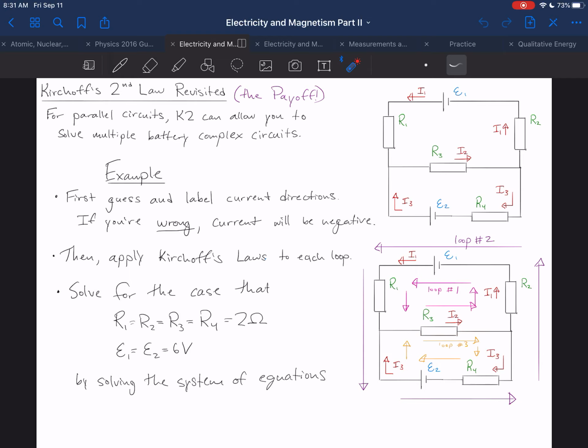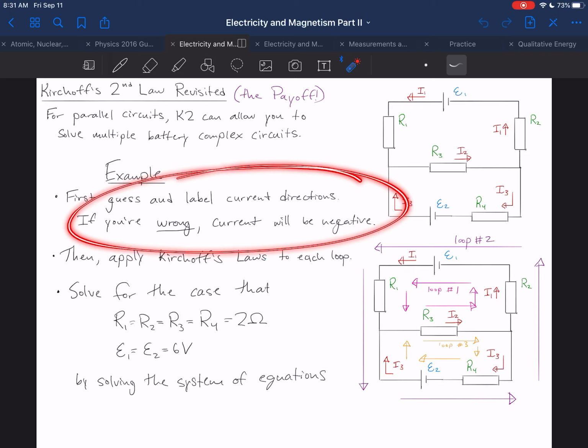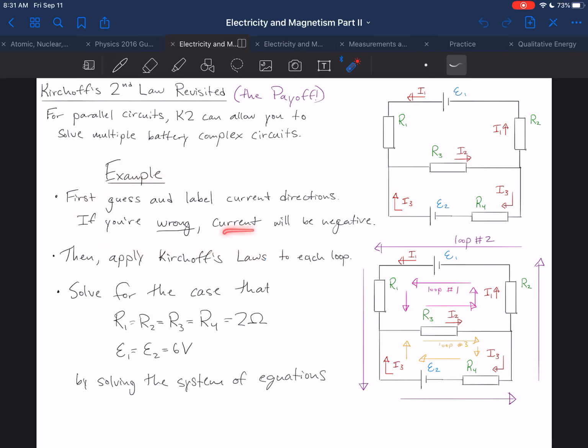And remember that procedurally, you first guess and label the current directions, okay? If you're wrong, that current will come out negative. Then apply Kirchoff's laws to each loop. Then solve, okay? I'm going to give you some values here, but solve for the case that all the resistors are 2 ohms and that the two sources of EMF are 6 volts, by solving the system of equations that you end up with. We're going to see what this means in a second. So I'd encourage you to pause and see if you can write down the equations that apply to the 3 loops right now.